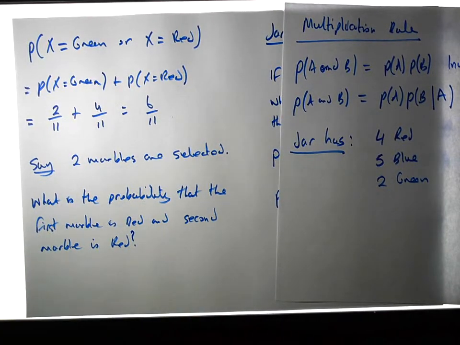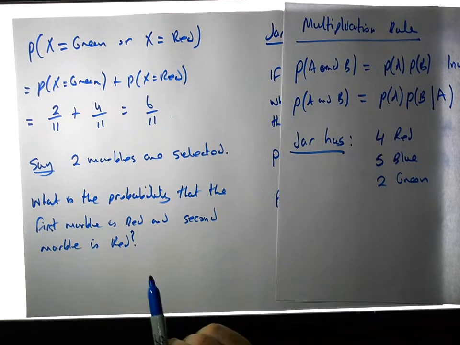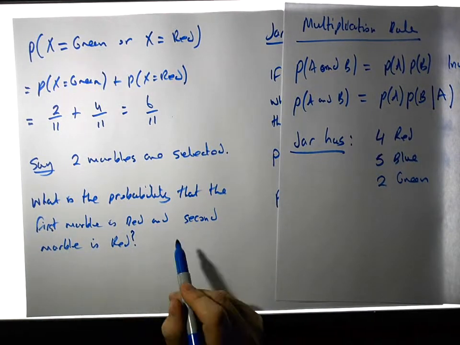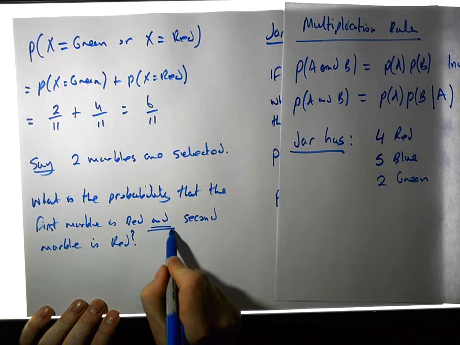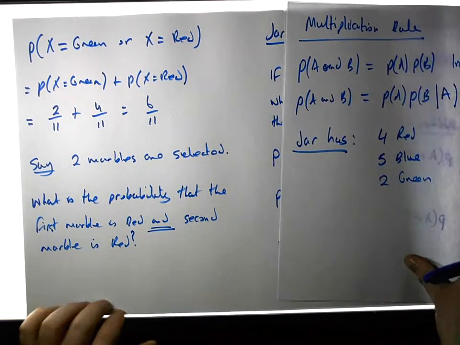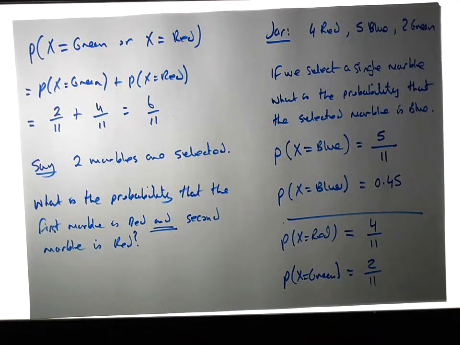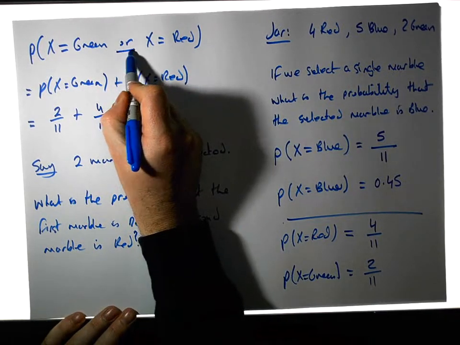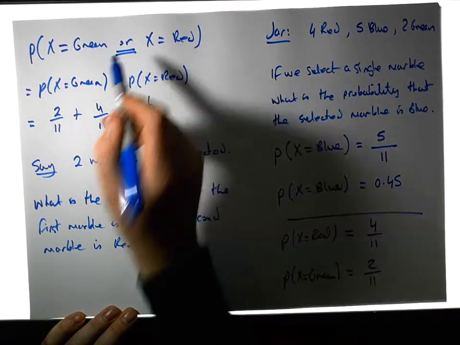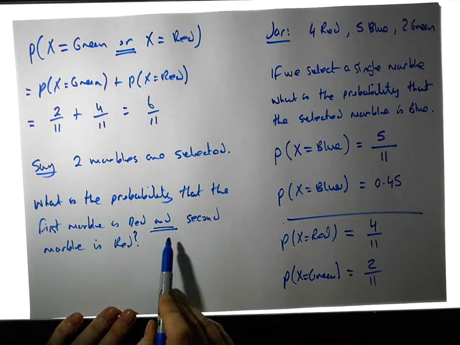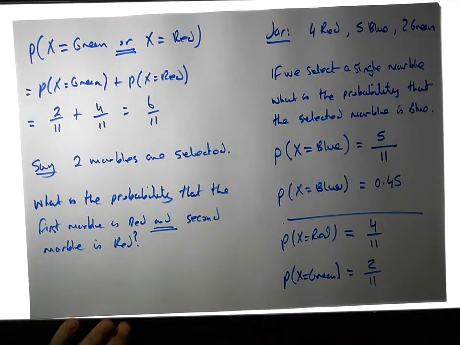So we're selecting 2 things now, Gemma. And we want to know what's the probability that the first thing is red and that's the key thing here. The word and is being used. A moment ago, I was asking what's the chances of getting green or red. That's the addition rule. When we use an and, we're in the multiplication rule.